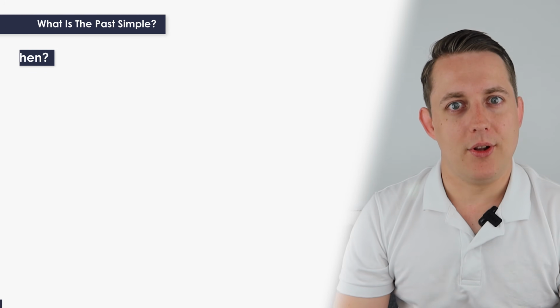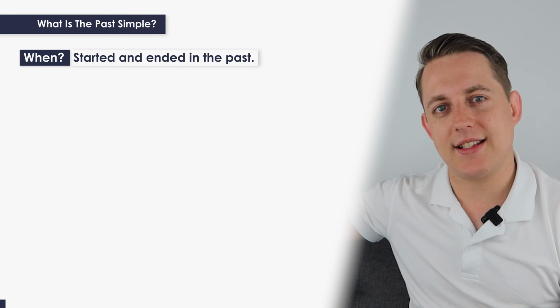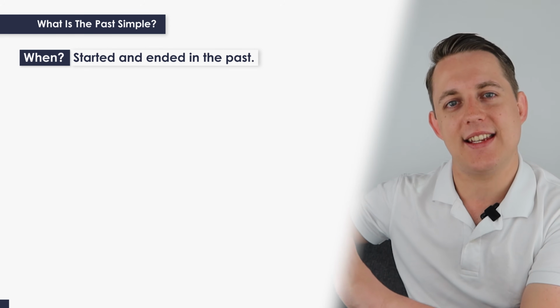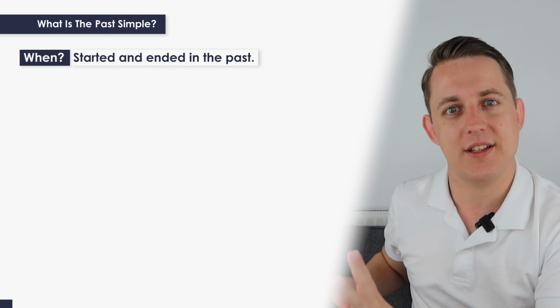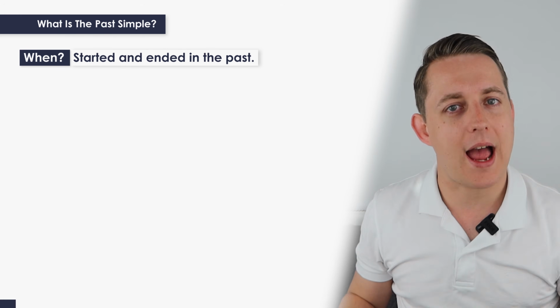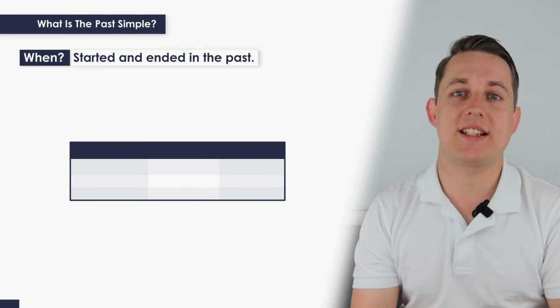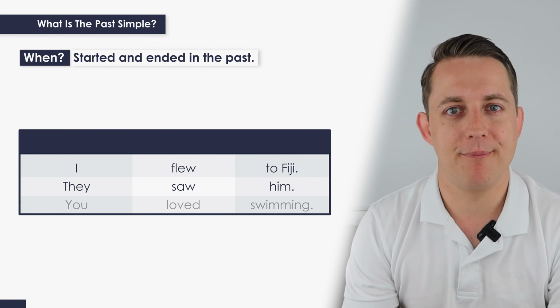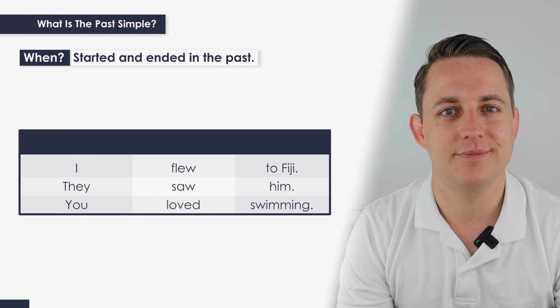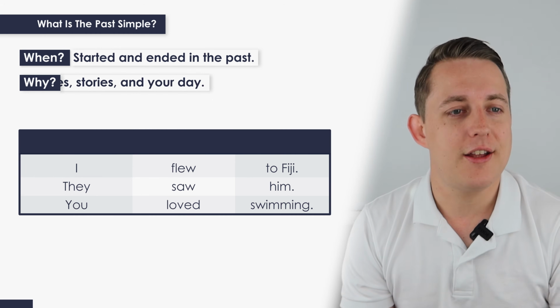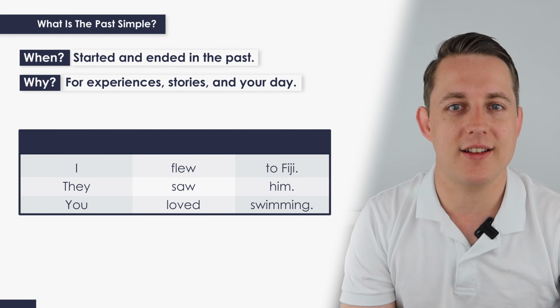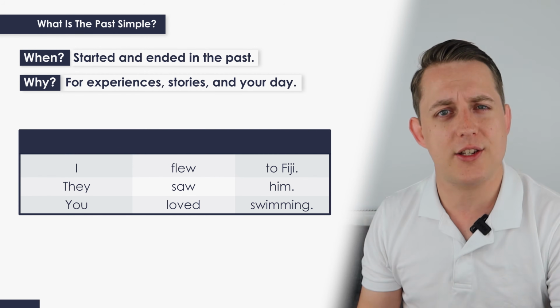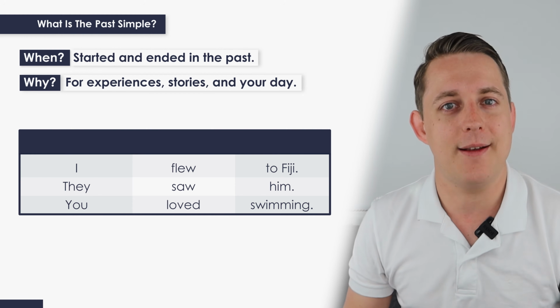We use the past simple to talk about things that started in the past and ended in the past. These actions are complete. They are not happening now. Here are some examples. I flew to Fiji. They saw him. You loved swimming. We use the past simple to talk about our experiences or to tell stories or just talk about our day.